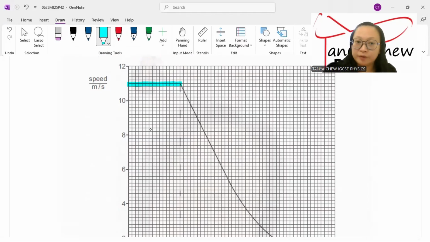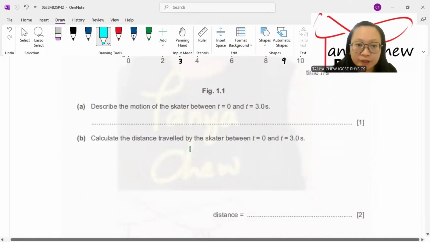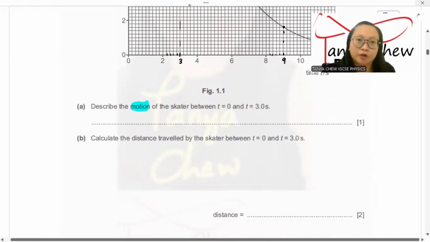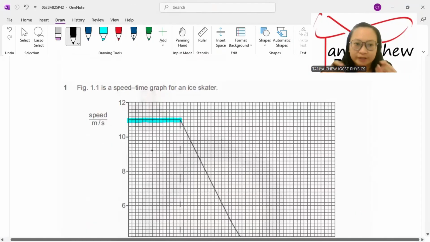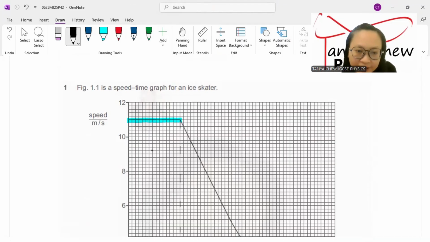I'll give you a little tip here: whenever the question asks you to describe the motion, you can either describe the speed of the object, or the skater in this case, or the acceleration of the skater. In this case, let us look at the graph. This is a speed time graph. Now, take the value of the speed. You can see that 10 and 12 differ by 2, and then you divide by 10, so 0.2.